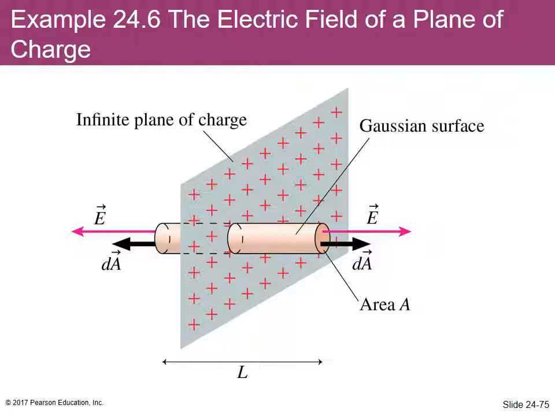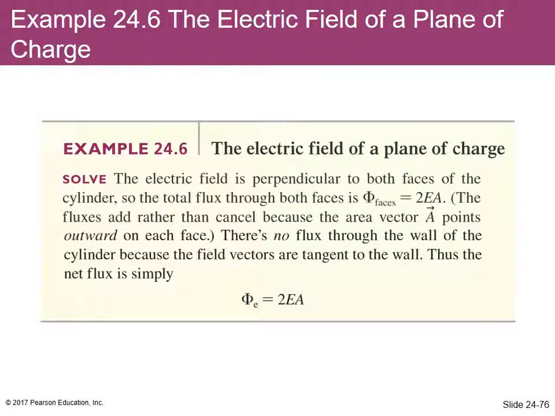With this in mind, choose a Gaussian surface of a cylinder with length L and faces of area A, centered on the plane of charge. The electric field is perpendicular to both faces of the cylinder, so the total flux through both faces is 2EA. The fluxes add rather than cancel because the area vector A points outward on each face. There is no flux through the wall of the cylinder because the field vectors are tangent to the wall.